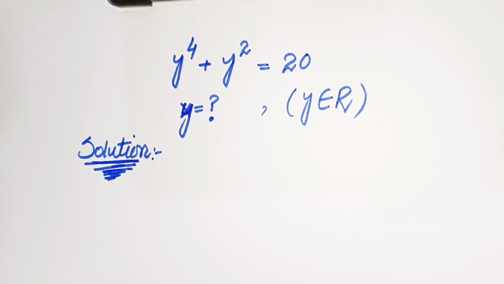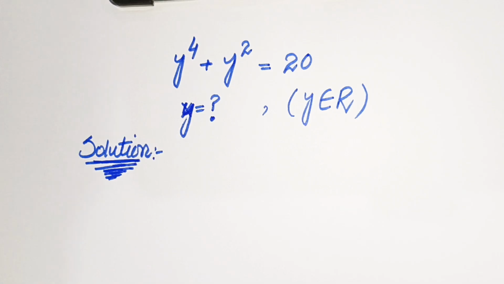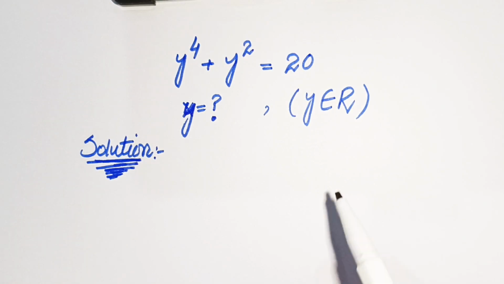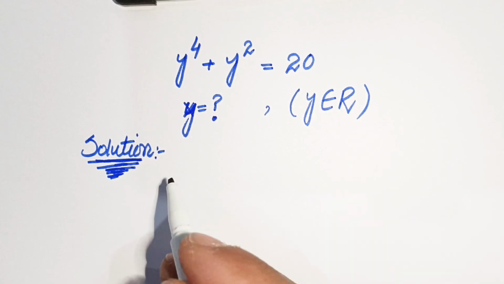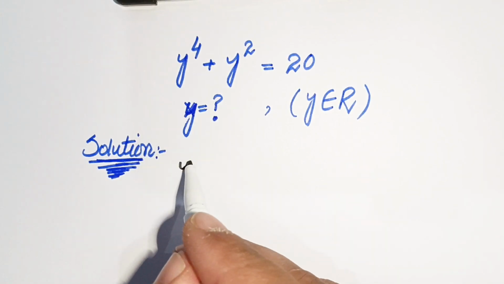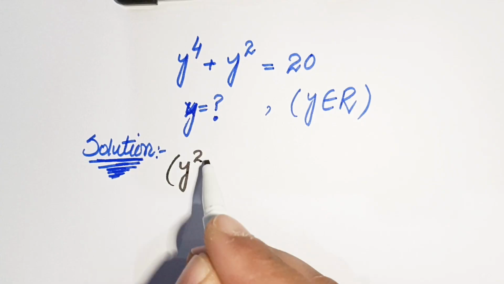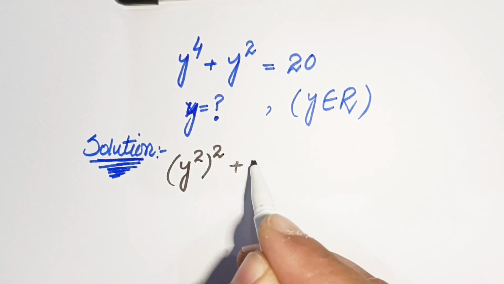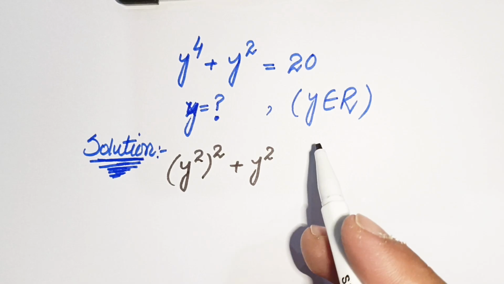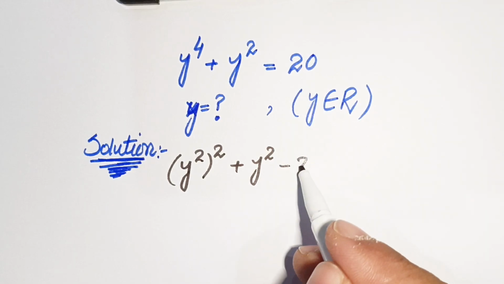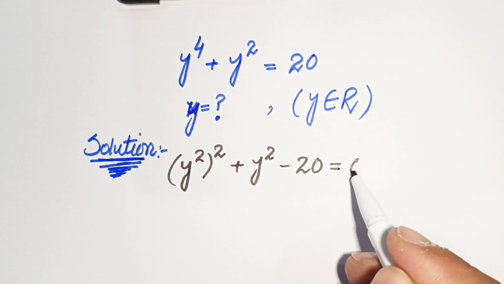Today our question is y to the power 4 plus y squared is equal to 20. Here we have to find the value of y, where y belongs to the real numbers. Now y to the power 4 can also be written as (y squared) whole squared plus y squared, and if we shift the 20 over, we get minus 20 is equal to 0.